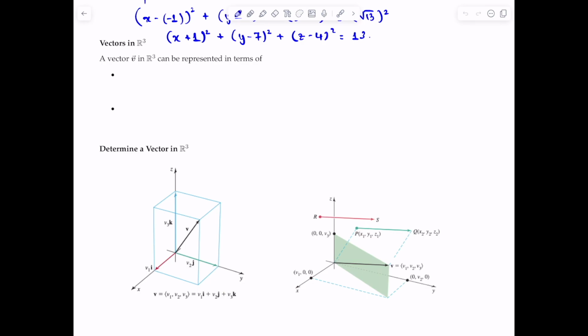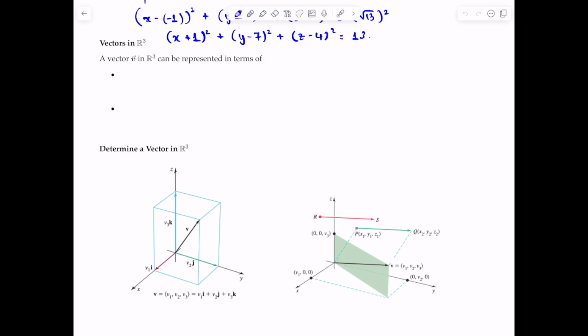So next we're going to talk about vectors in three-dimensional space. A vector v in three-dimensional space can be represented in two different ways. The first one is the component form, but now you have to be careful because we are in three dimensions. So the vector consists of three components. The first component, let's say, is v1, the second component is v2, and the third component is v3.